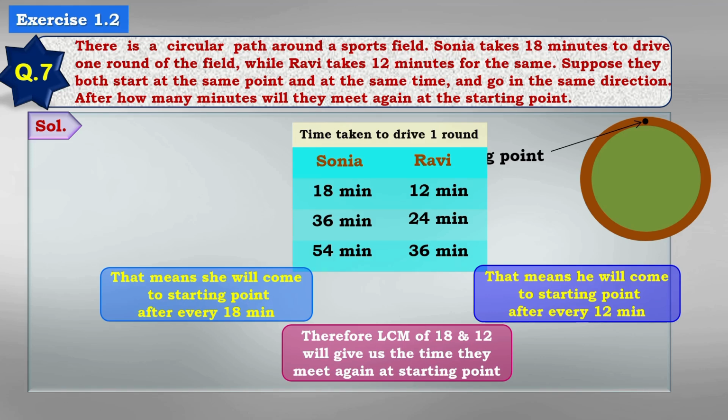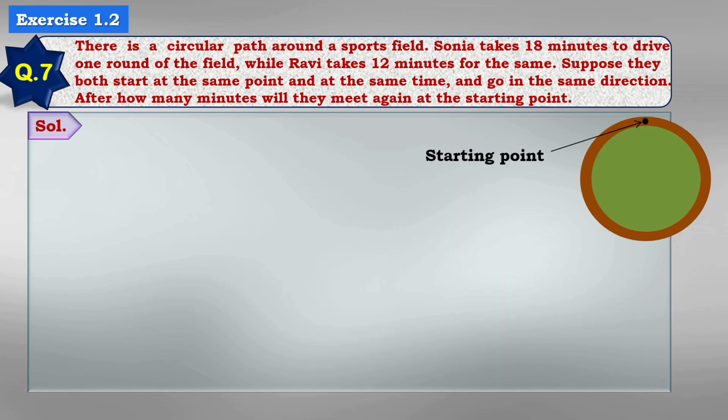Since we can see that these are basically the multiples of the time taken for each round, we need to find when they will meet again, and that will be the lowest common multiple. Okay. So now let us find the LCM of 18 and 12. Prime factorization of 18 is 2 into 3 to the power 2, and 12 is 2 to the power 2 into 3.